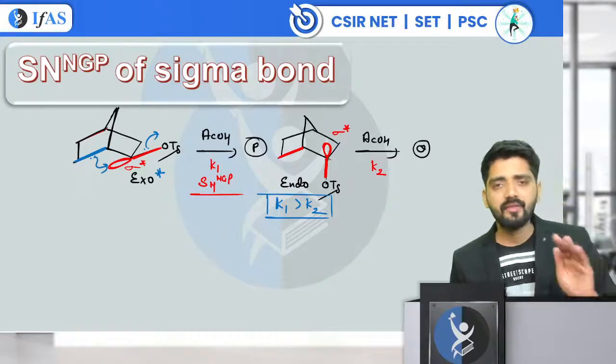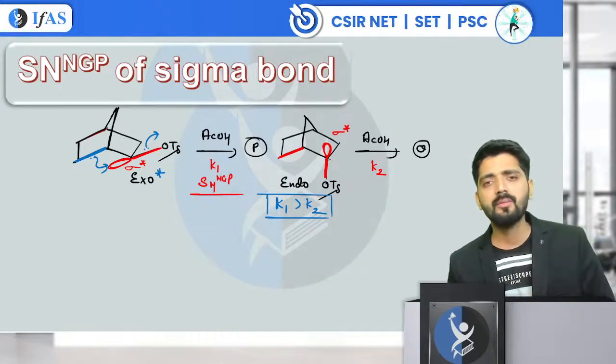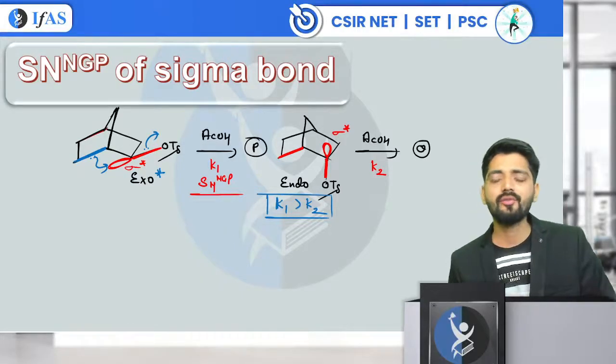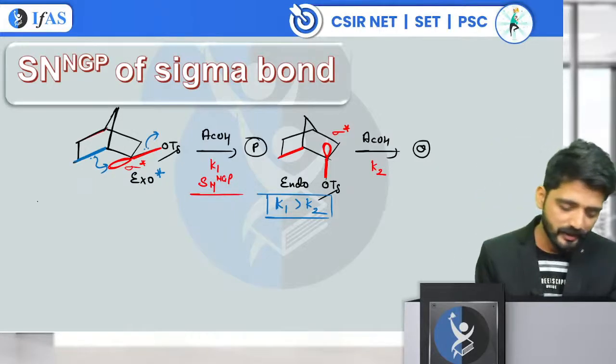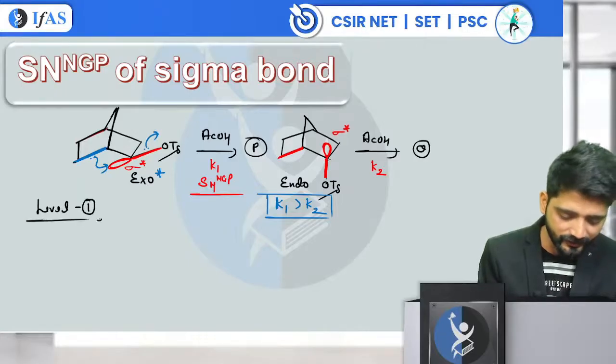Now, I have distributed this concept into two levels. Level 1, when the question is asked in part B, it means 2 marks, and level 2 will be for part C, when the question is asked for 4 marks. See, first of all, we will discuss level 1 in order to build some understanding.